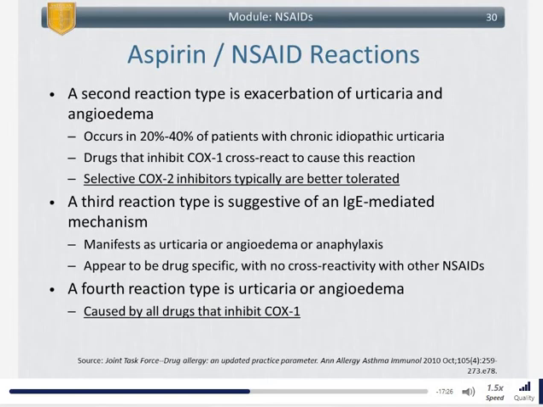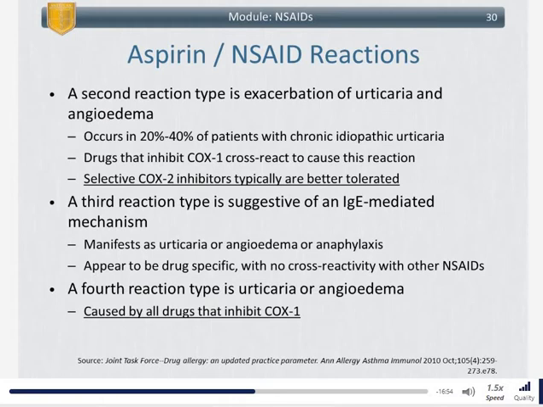A second type of problem that you might see with aspirin and NSAIDs is an exacerbation of urticaria and angioedema. This occurs in maybe a third of patients who have chronic urticaria. Drugs that inhibit COX-1 all interact and cross-react and cause this reaction. And again, COX-2 inhibitors are typically less risky for this.